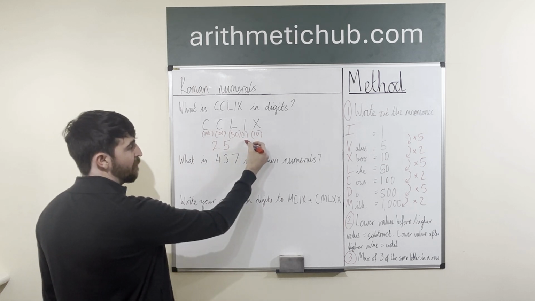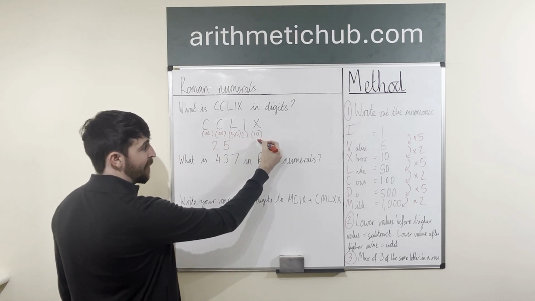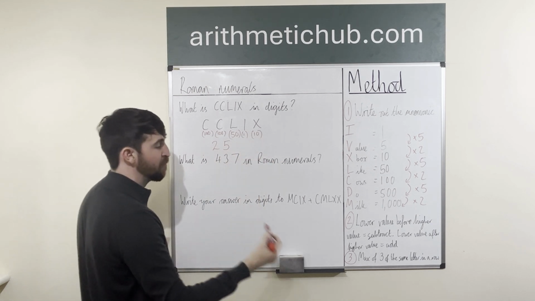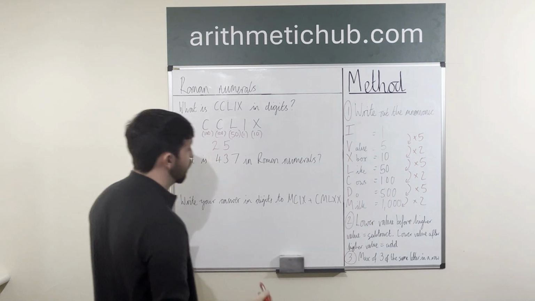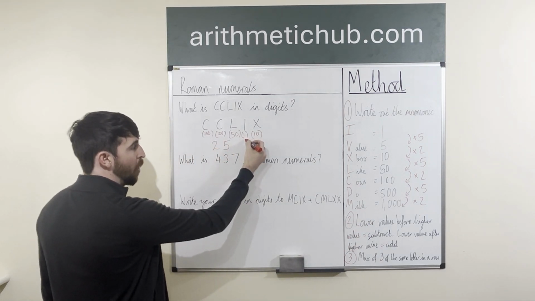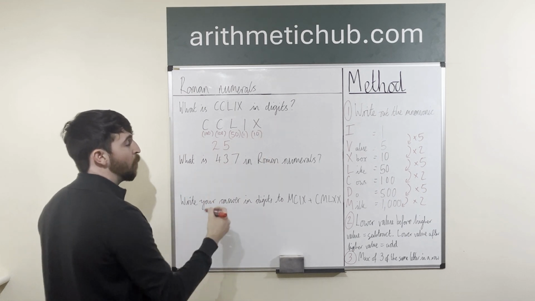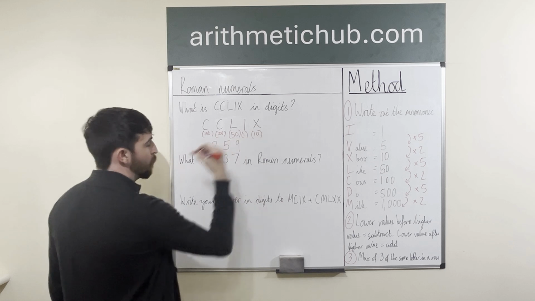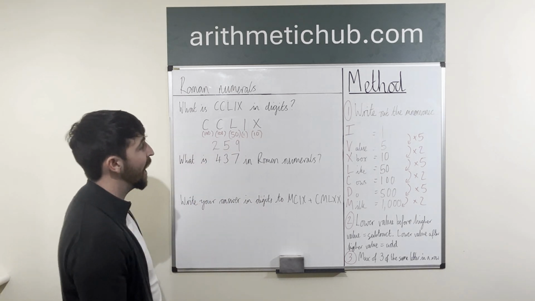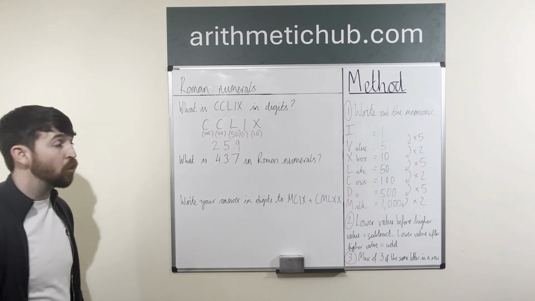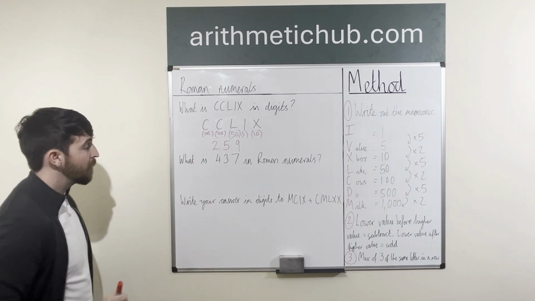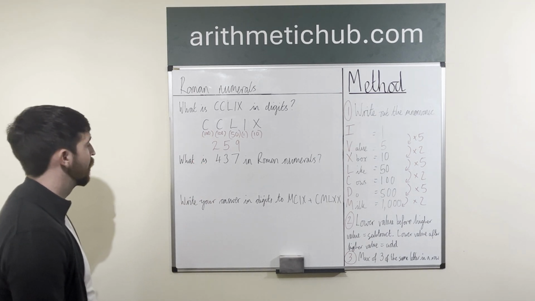Notice how the smaller value is before the bigger value. The smaller value of 1 is before the 10. So we know if there's a smaller value or a lower value before the higher value, we subtract it and take it away. So we need to take 1 away from 10. Taking 1 away from 10 is going to leave us with 9. So my answer to what is CCLIX in digits will be 259.